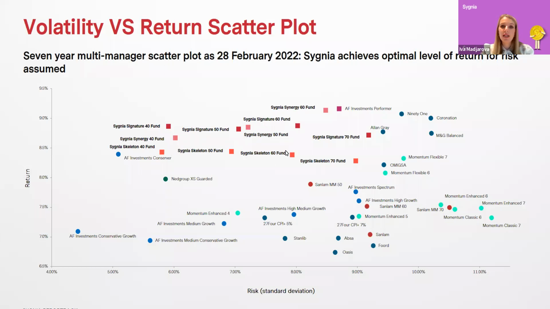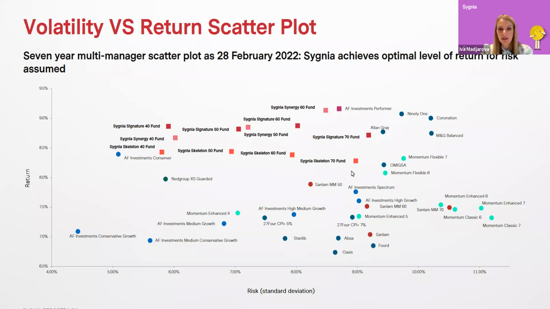Likewise, for the 50 and 60 funds, for this level of risk, somewhere around 7, 8% as measured by standard deviations, these have been the top performing portfolios. And importantly, the 70 funds, where we do expect the majority of members to spend a lot of their working lives being invested in, for this level of risk, these have been some of the best performing portfolios.